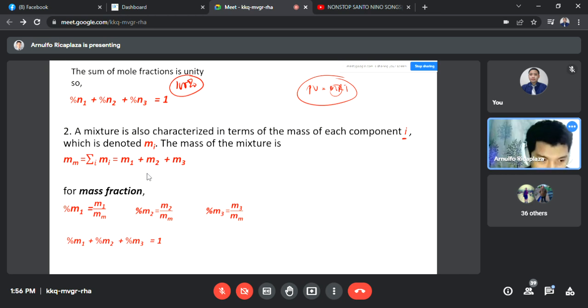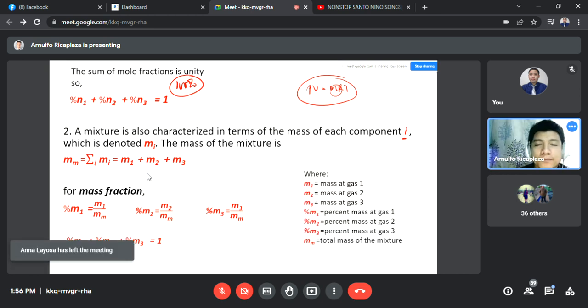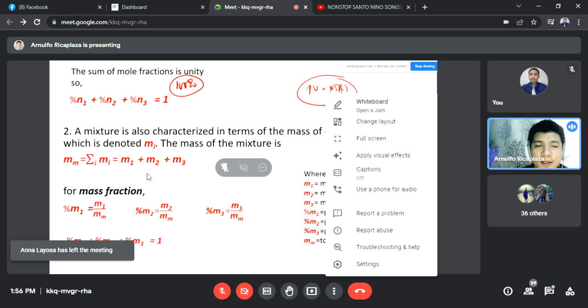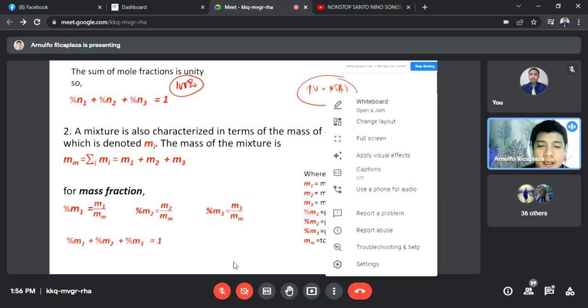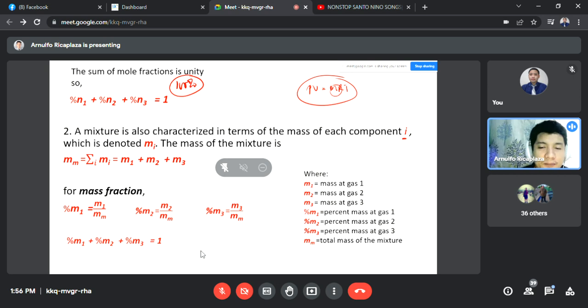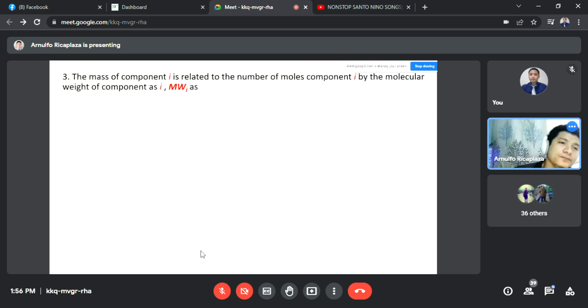Okay, so M1 is the mass of gas 1, M2 is the mass of gas 2, M3 is the mass of gas 3, percent M1 is for gas 1, and so on and so forth. So for number 3, we have, in terms of the molecular weight, first the moles, the mass, and the molecular weight. They are related. Okay, as we go on in this slide.